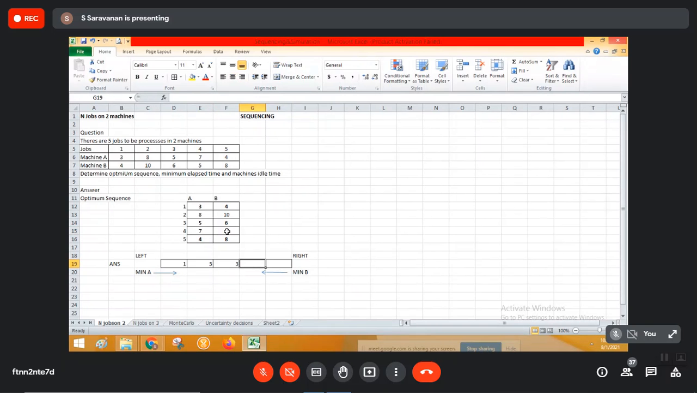Just a minute. Okay, fine. So there are two numbers here. One is corresponding to A machine and one is corresponding to machine B. There is some mistake in the problem, it seems. Just a minute, hold on.